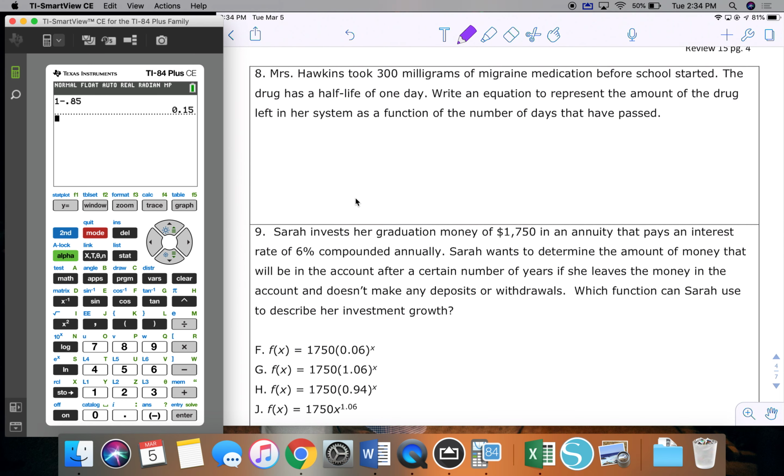Problem 8, Ms. Hawkins took 300 milligrams of migraine medication before school started. The drug has a half-life of 1 day. Write an equation to represent the amount of the drug left in her system as a function of the number of days that have passed. So we're going to write a function about Ms. Hawkins' dosage. She started with 300 milligrams. There is a half-life, so it cuts in half, and then raised to the number of days that have passed.